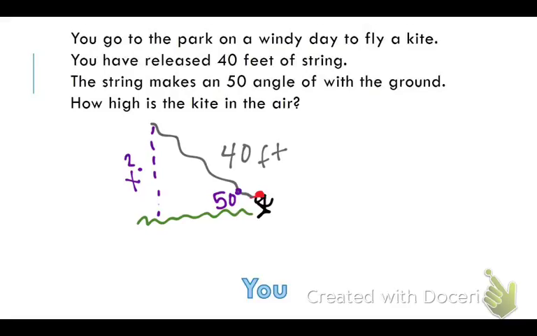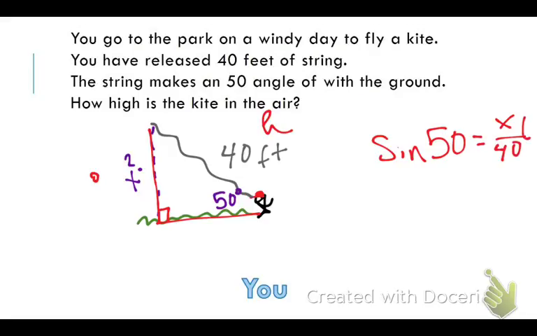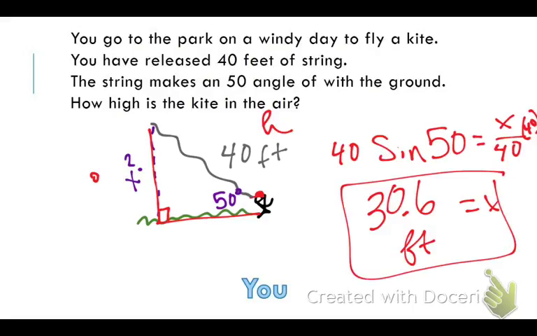Always, height and the ground will make a 90-degree angle together. So you need to figure out which trig function to use. Sine, because x is my opposite and 40 is my hypotenuse. So sine of 50 degrees equals x over 40. Multiply both sides by 40. You do not get 52.2, you get 30.6 feet. Tangent would be opposite and adjacent.